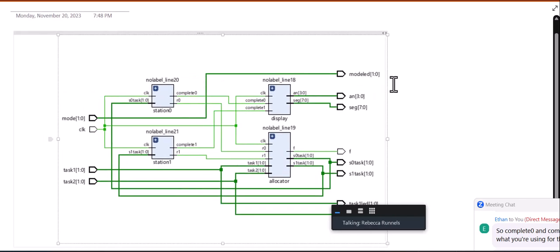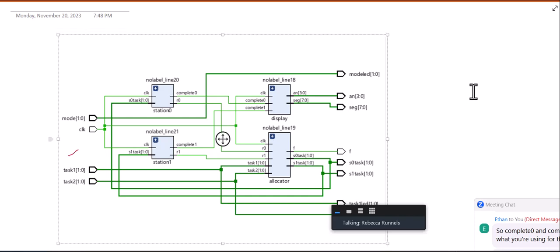I don't know if it's what it's supposed to look like or not. It's what mine looks like. Okay, so, what's that? Looks like you have your task mode clock going in. Yeah, I mean, to me, it looked like it was doing what it was supposed to be doing.